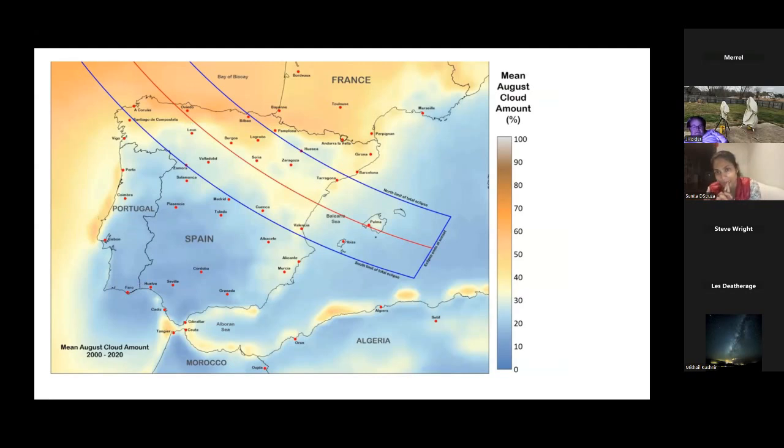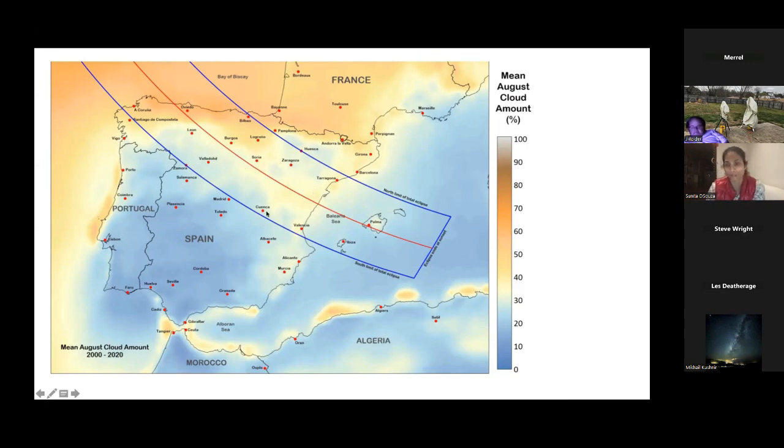So this is the mean August cloud amount. So this is the average clouds you get in August, according to Eclipsophile. That means the chances are it'll be pretty clear there in that region. So all along this path is basically drivable, right?